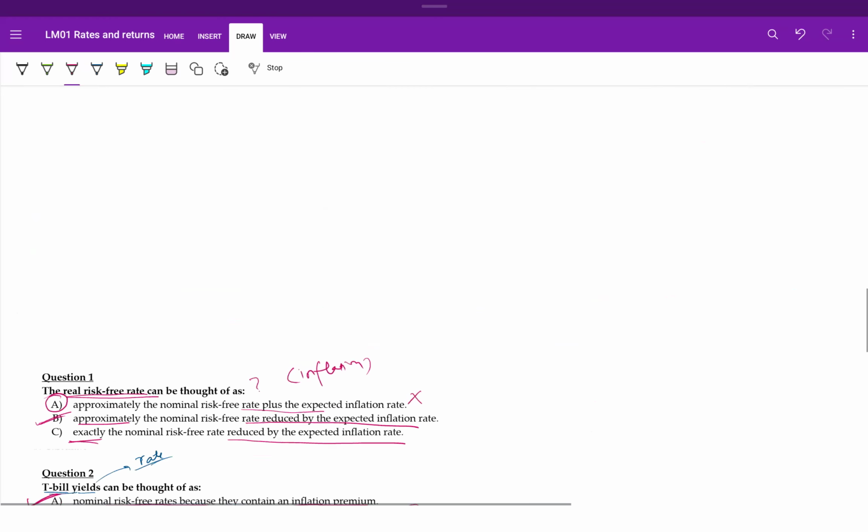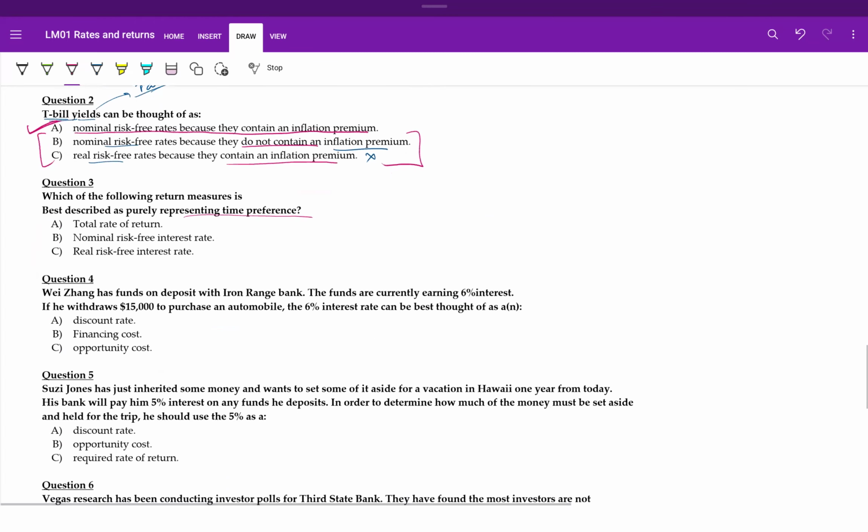So question number three asks which return measure is best described as time preference, and the answer is the real risk-free interest rate. Real risk-free, nominal risk-free, total rate of return: you should be able to answer these. The conceptual clarity should be there by now. The real risk-free interest rate represents the time preference, or the degree to which consumers prefer consumption in the present to an equal amount of consumption in the future.